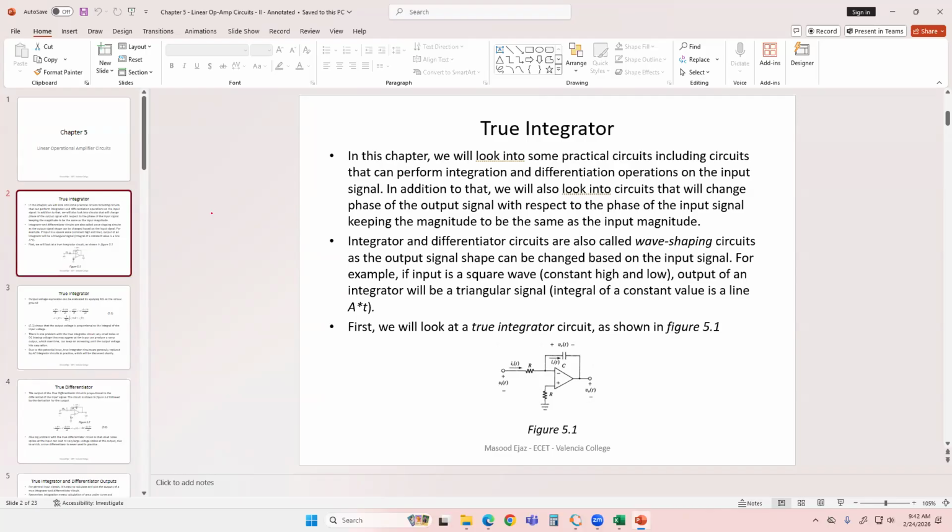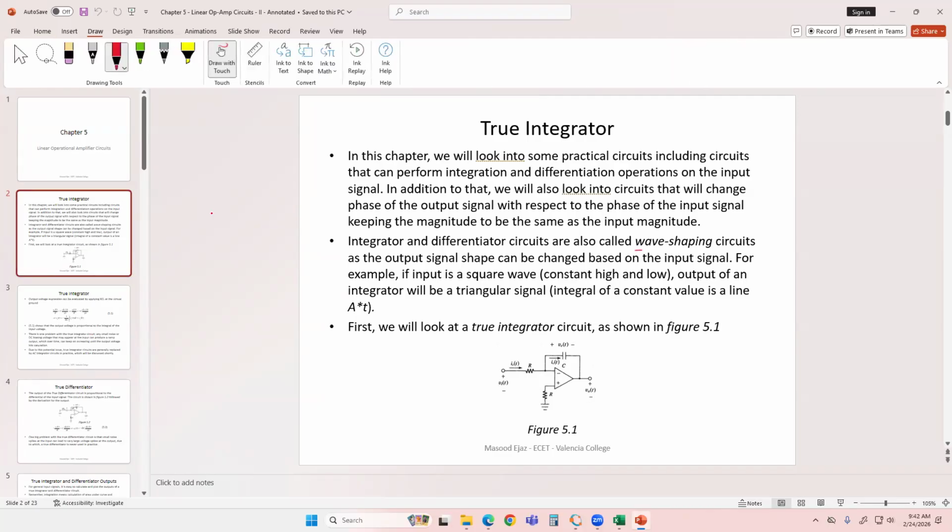And that's why they are also called wave shaping circuits, as the output signal shape can be changed based on the input signal. For example, if the input is a square wave, constant high or low, the output of an integrator will be a triangular signal, as we just discussed. Now, this is a true integrator circuit, and then we're going to look at the AC integrator circuits, the practical integrator circuit.